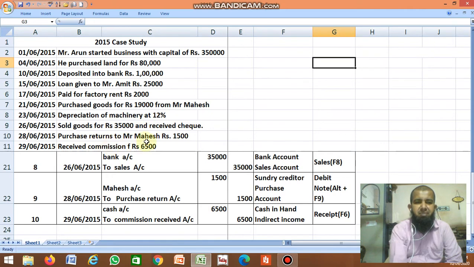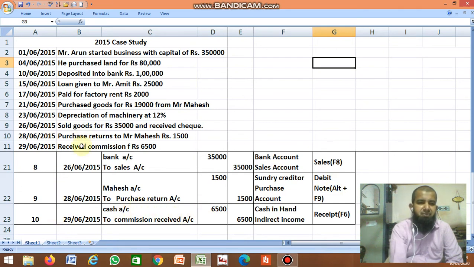Next, purchase returned to Mr. Mahesh. In this transaction, he purchased goods of 19,000 from Mr. Mahesh. Some goods were damaged, so he returned 1,500 of goods to Mr. Mahesh out of the 19,000. So Mahesh account is debit and purchase return account is credit. Mahesh account is sundry creditor, and purchase return account comes under purchase account. The voucher is debit note.